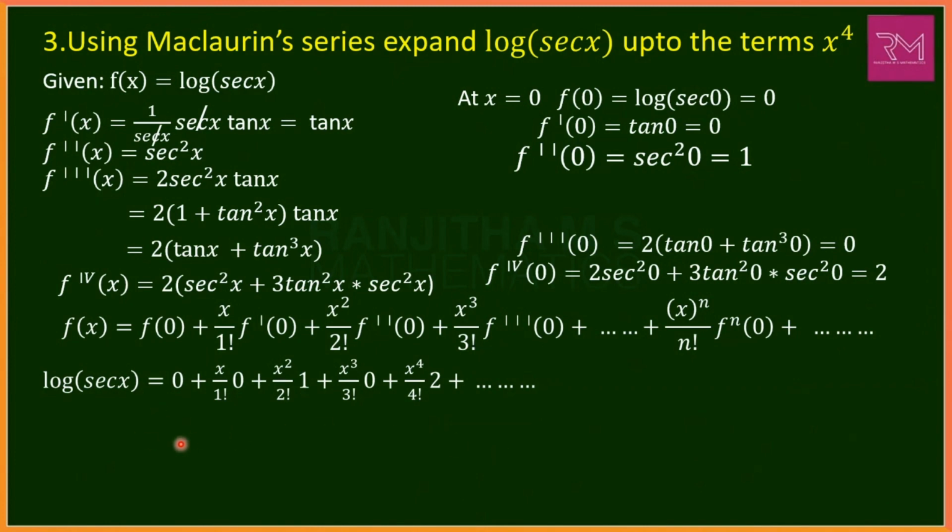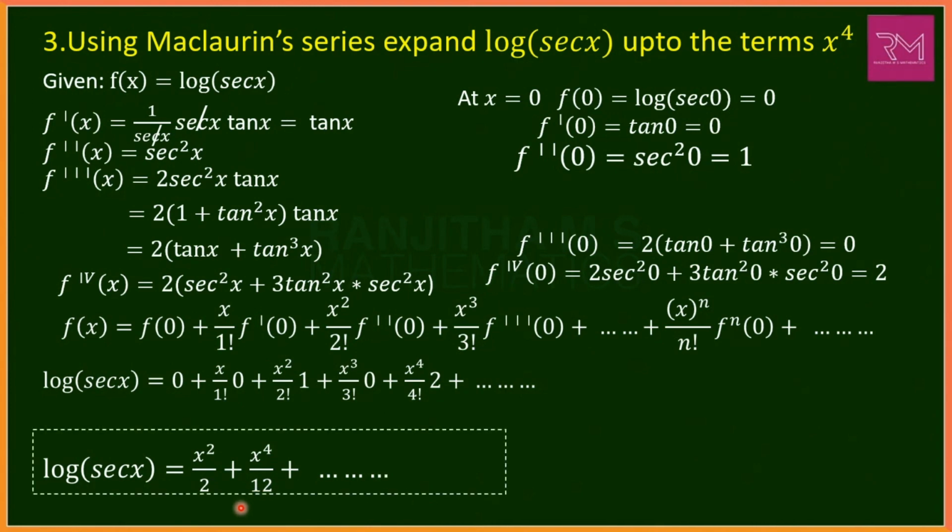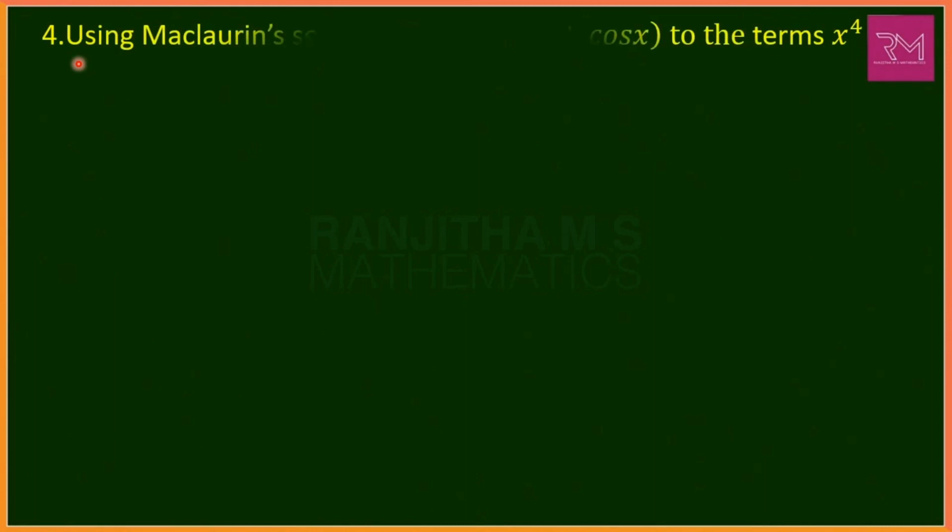On simplifying, we get log of secant x equal to 0 plus x by 1 factorial into 0, which is 0 itself, plus x square by 2 factorial into 1. Here 2 factorial is 2 itself, hence we get x square by 2, plus 0, plus x power 4 by 4 factorial into 2. Here 4 factorial is 4 into 3 into 2 into 1, the 2 gets cancelled, and 4 into 3 is 12, hence we get x power 4 by 12 plus and so on. This is the Maclaurin expansion of log of secant x. This completes the problem. We shall move on to another problem.